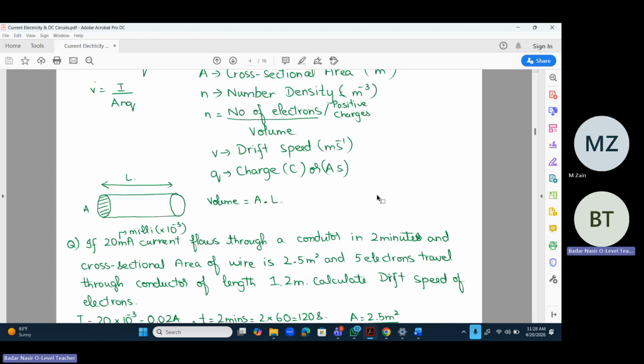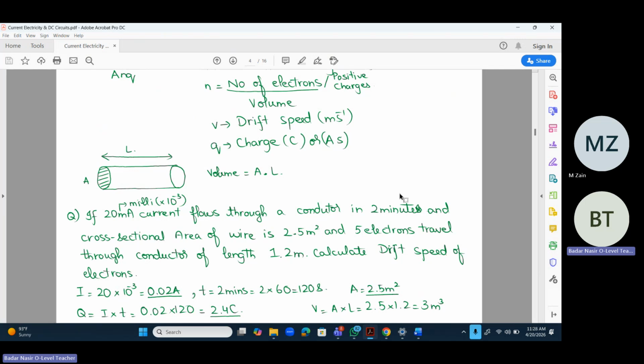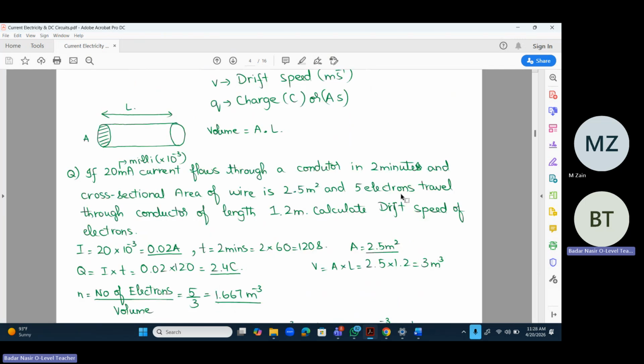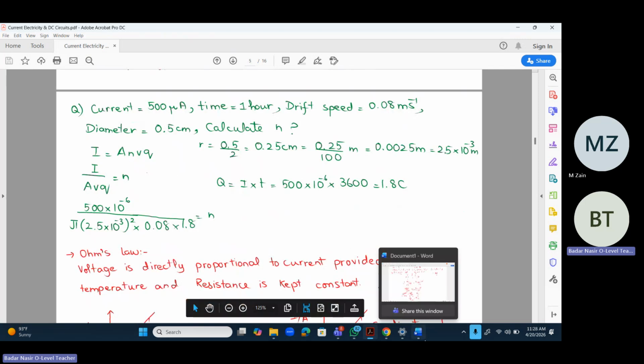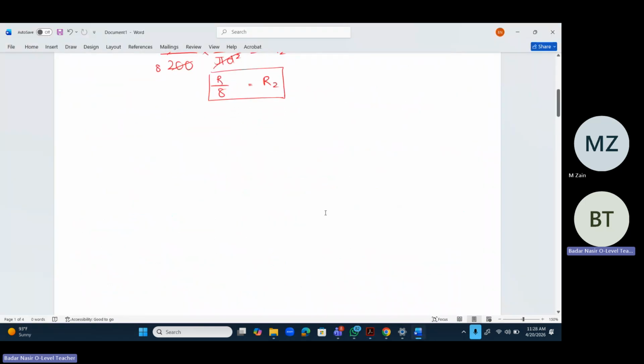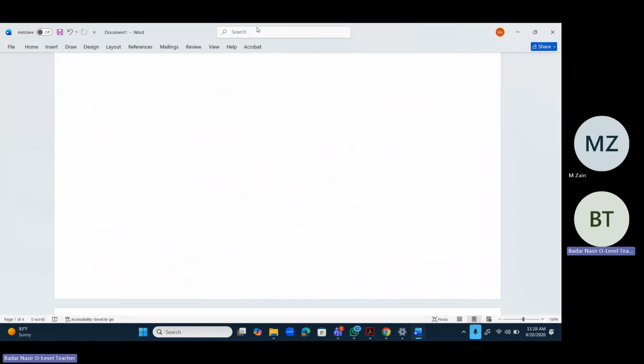ठीक है, I'll write another question on board. ठीक है, okay. So solve करो ये question आप लोग.